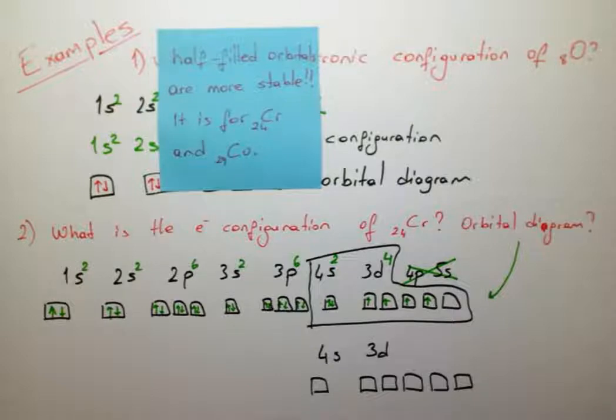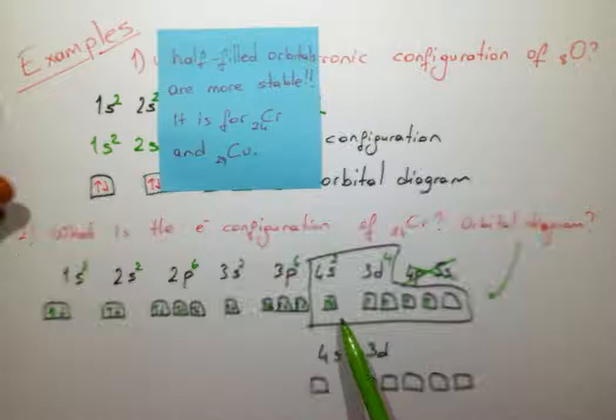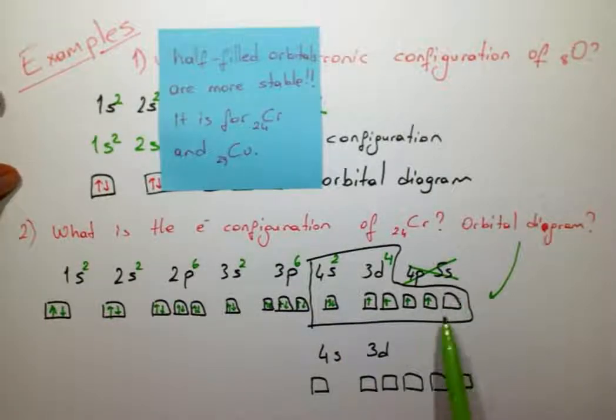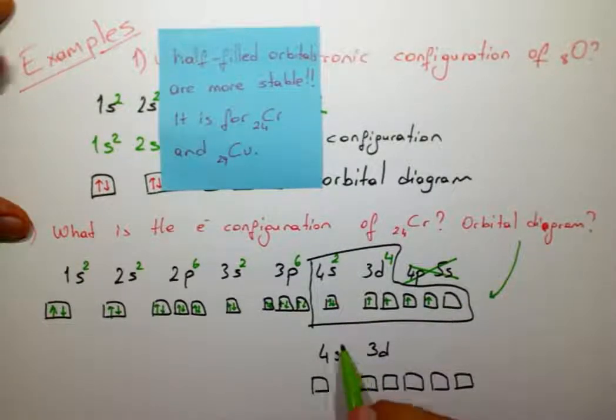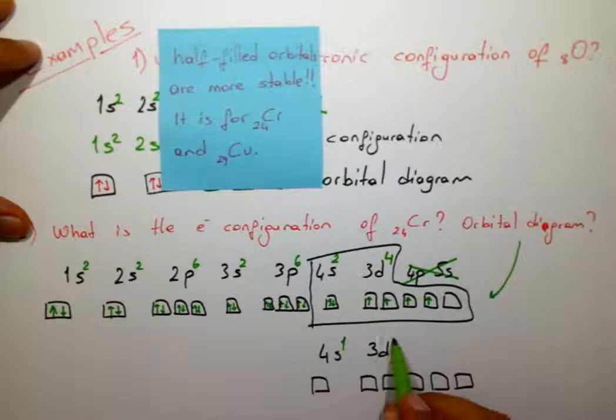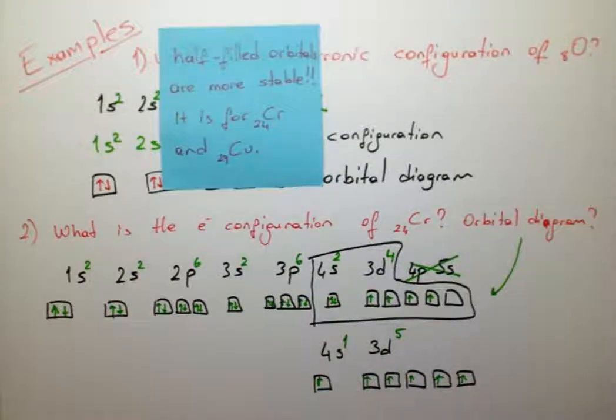Chromium and copper have an exception for electronic configuration, and this is because half-filled orbitals are more stable. One electron from this 4s goes to this blank orbital for 3d, and the new configuration is automatically 4s1 and 3d5. So we can show it that way: 1 2 3 4 5. This rule also applies in copper.